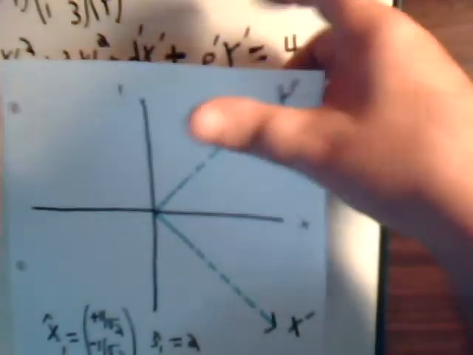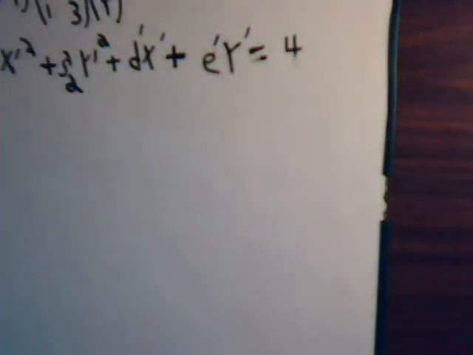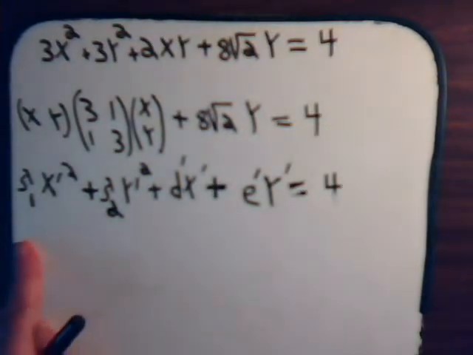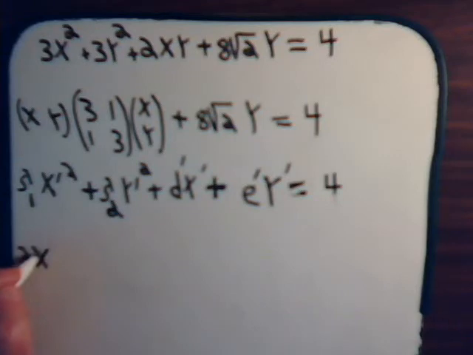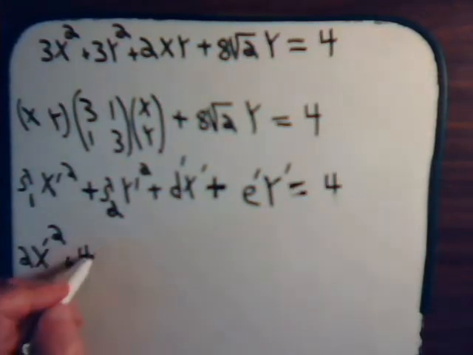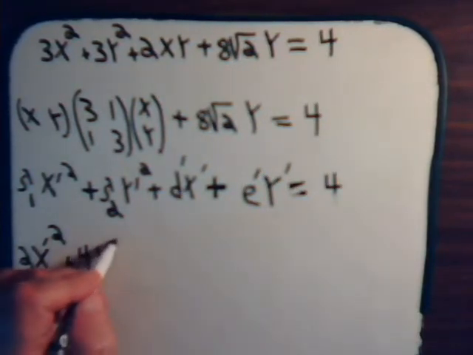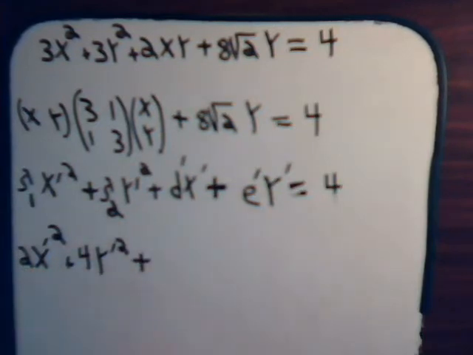The point here then is we know what lambda 1 and lambda 2 are. This is 2 and this is 4, so we have 2 x prime squared plus 4 y prime squared plus, now let's go back to our general equation.